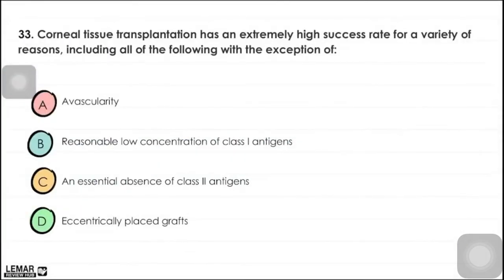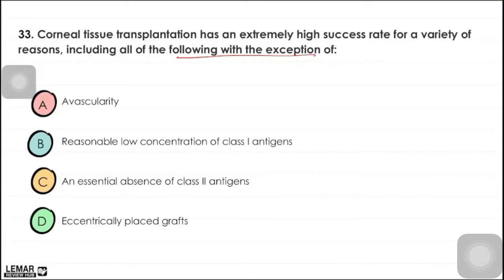Number 33. Corneal tissue transplantation has an extremely high success rate for a variety of reasons, including all of the following with the exception of: letter A, avascularity; B, reasonably low concentration of class 1 antigens; letter C, an essential absence of class 2 antigens; or letter D, eccentrically placed grafts. Which of these is the exception in the success of corneal tissue?